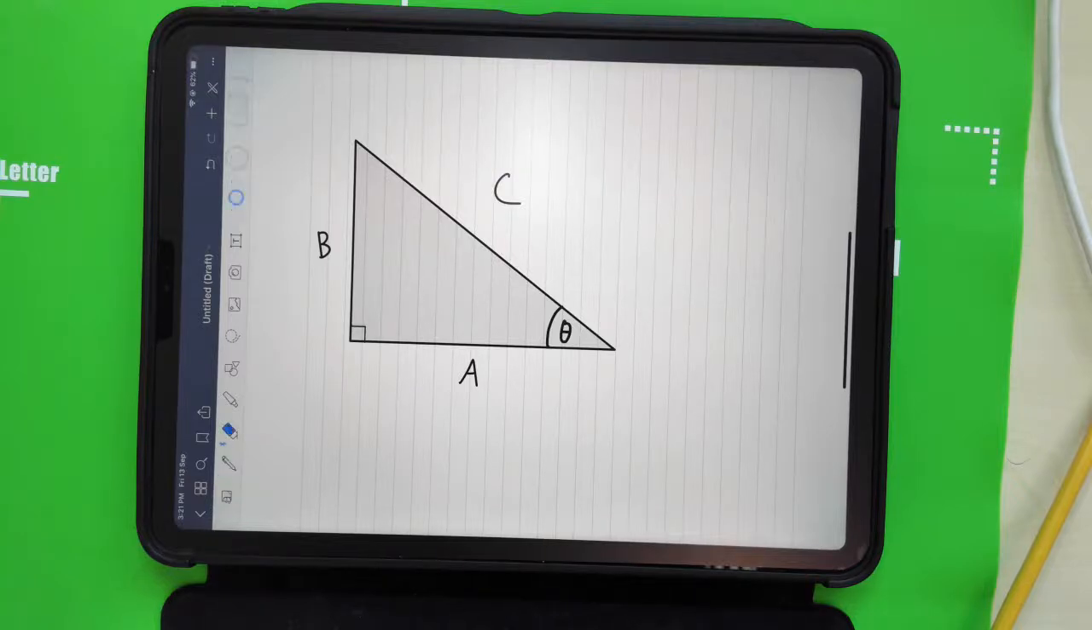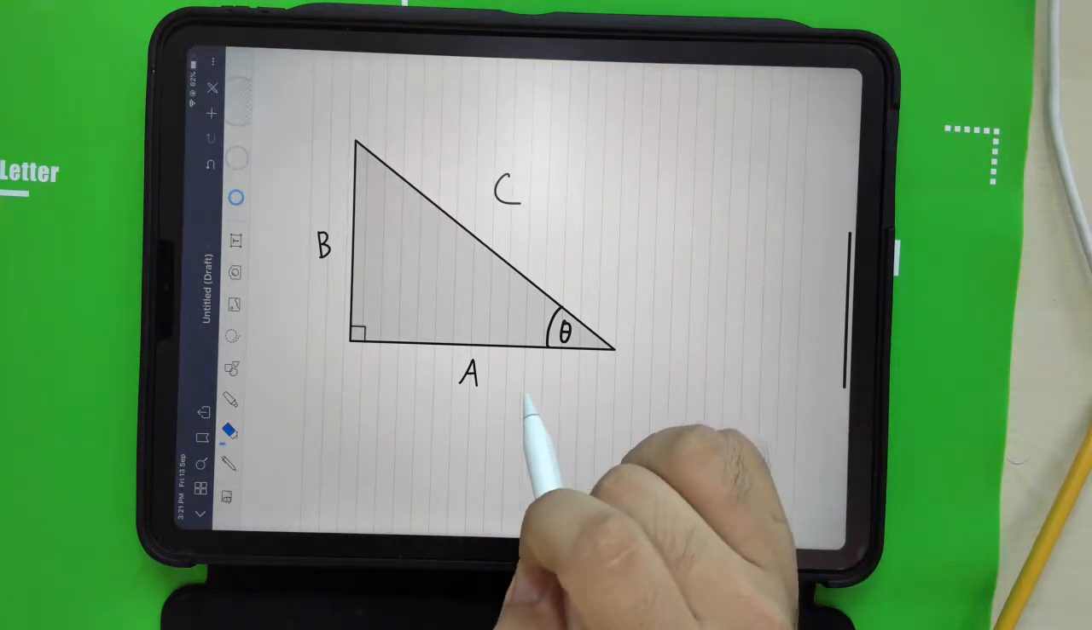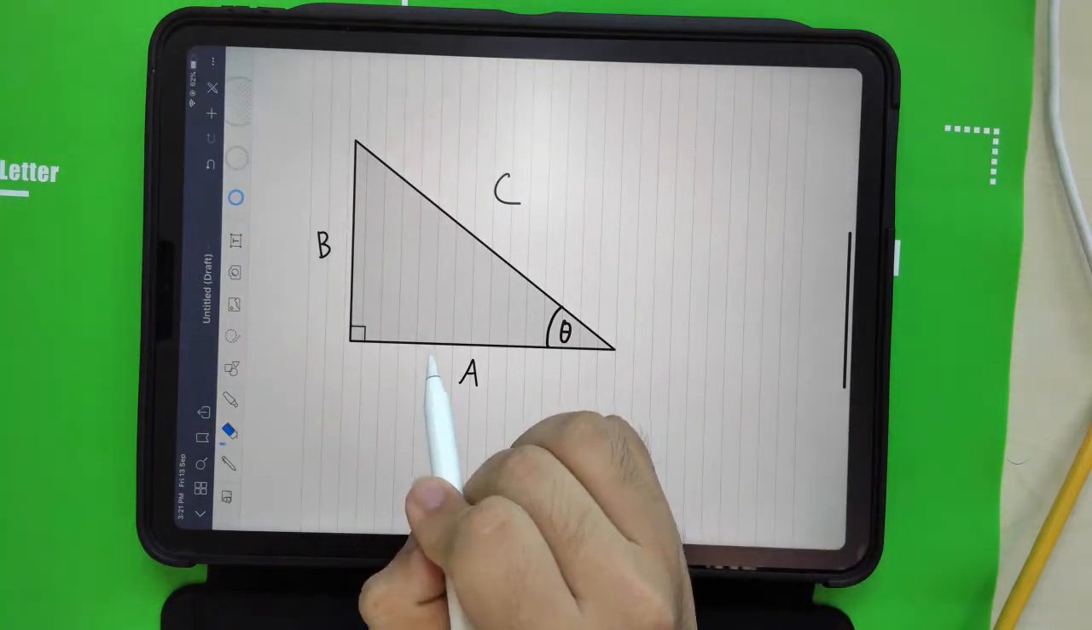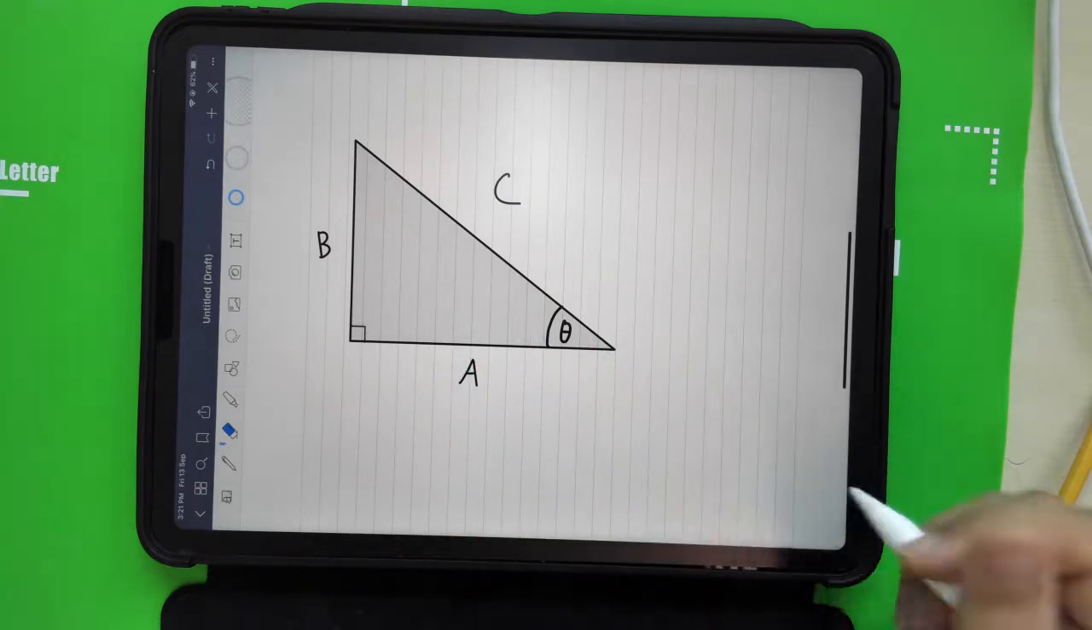Hello, this is a video about the Pythagorean Theorem and simple trigonometry. So here we have a right-angled triangle. A right angle is 90 degrees. In a right-angled triangle, we can use the basic trigonometric ratios of SOH CAH TOA.